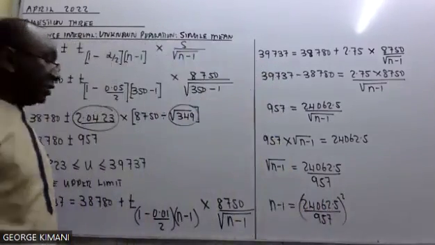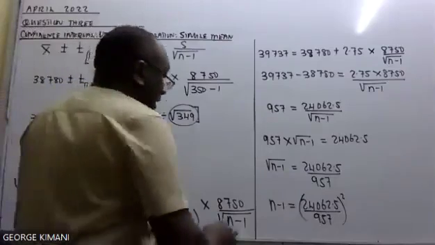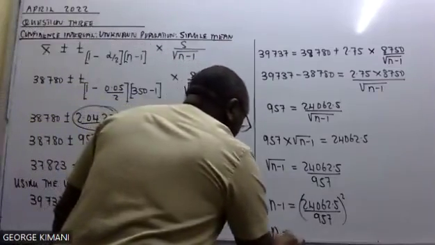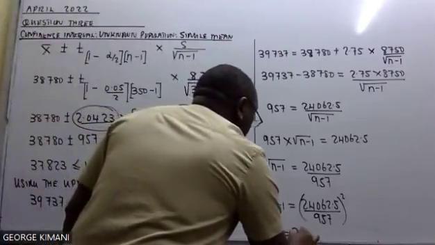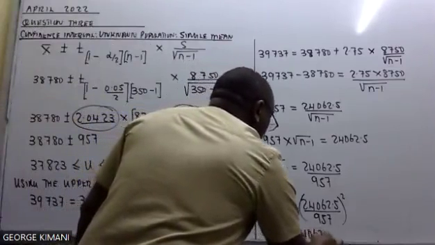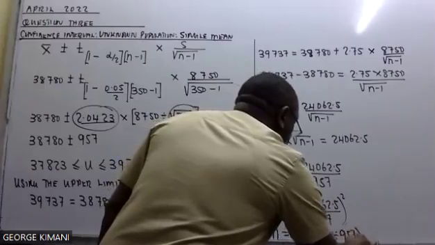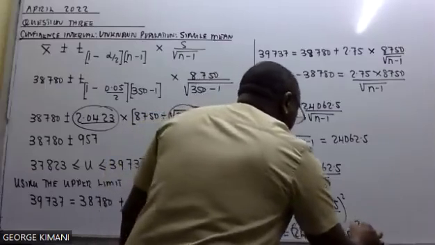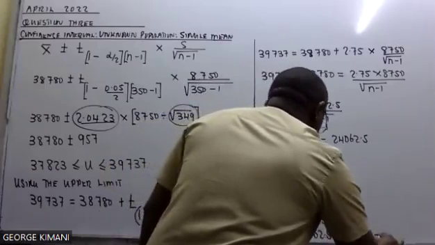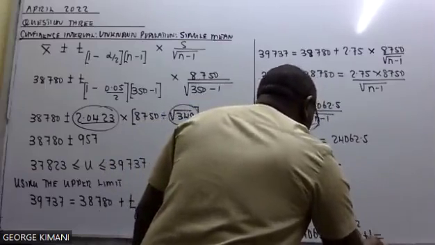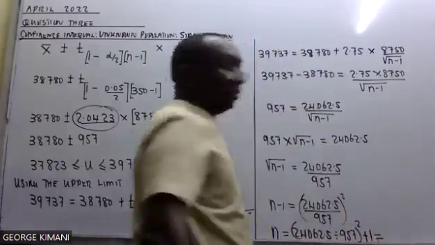You square that. Then n should be equal to 24,062.5 divided by 957, squared, then minus 1. Not minus, you add back. You add.